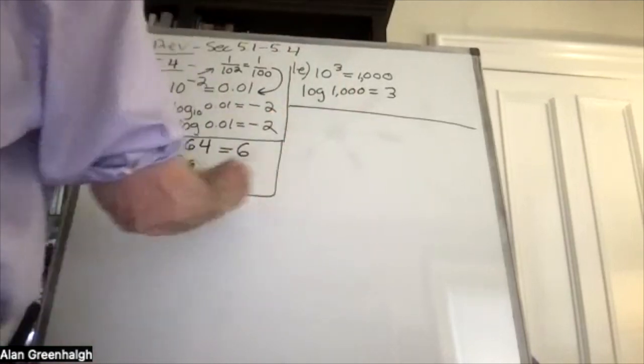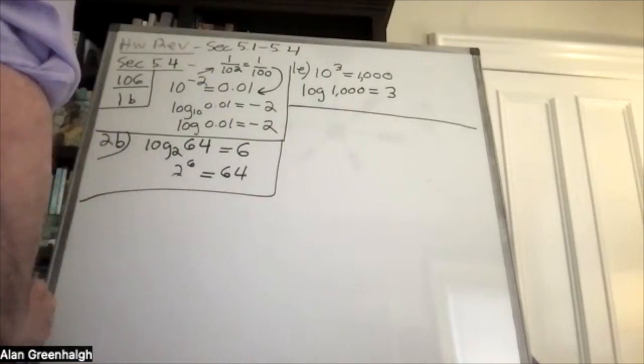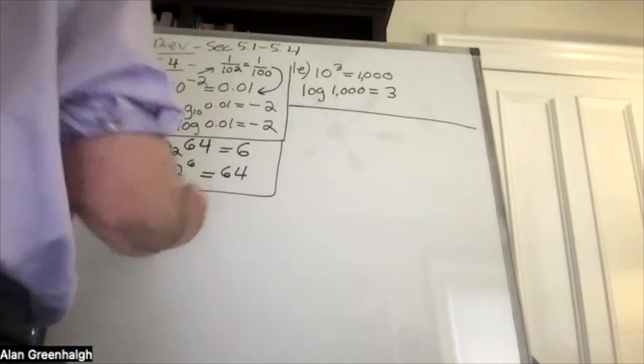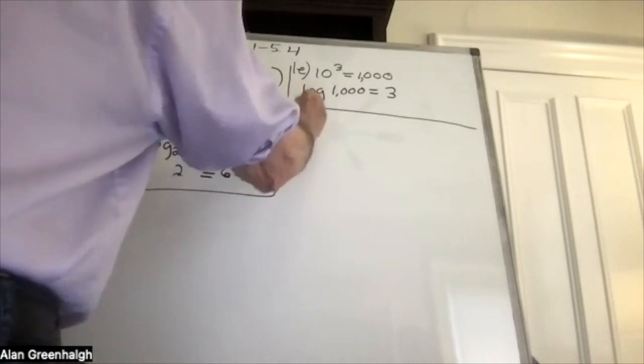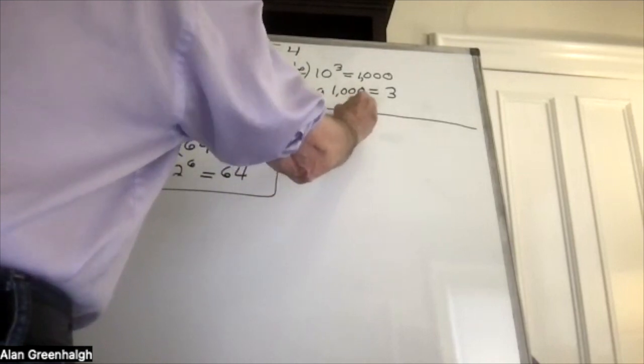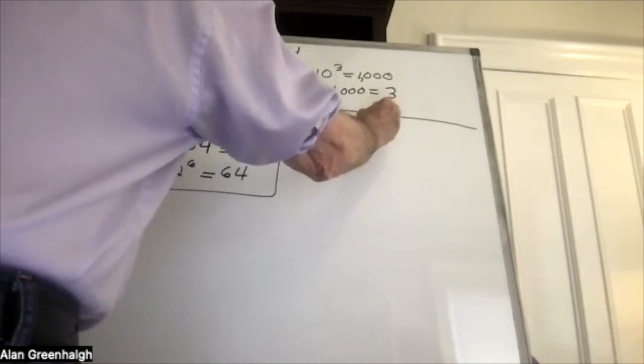Okay. And the next problem is on the same page, log to the base 3, and this is problem 1H. Log to the base 3 of 27 is equal to 3.